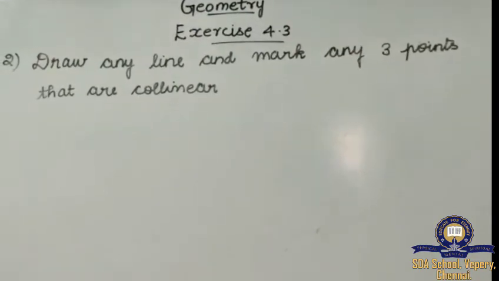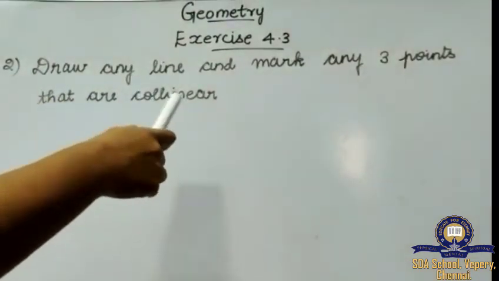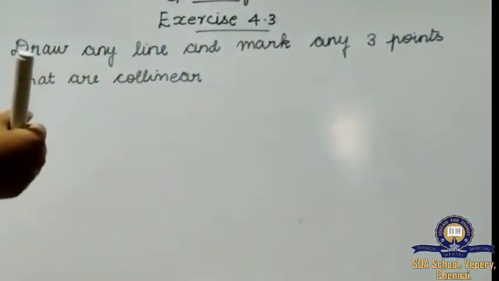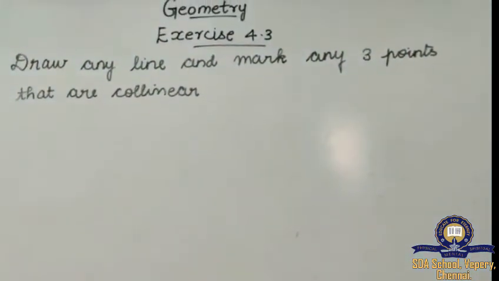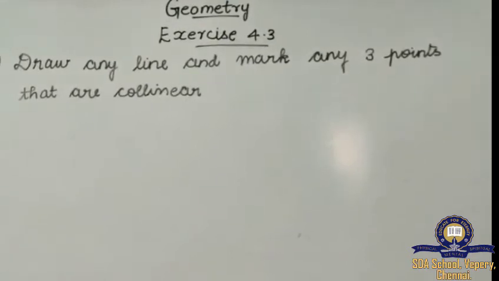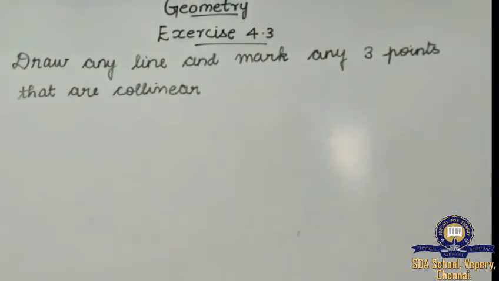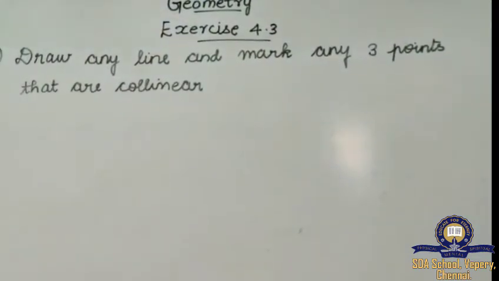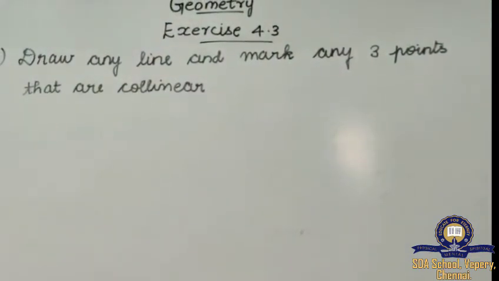Now we'll move to the second question. Draw any line and mark any 3 points that are collinear, okay? So what they are asking is, you are supposed to draw any line in any direction, and then you should mark 3 points that are collinear, okay?